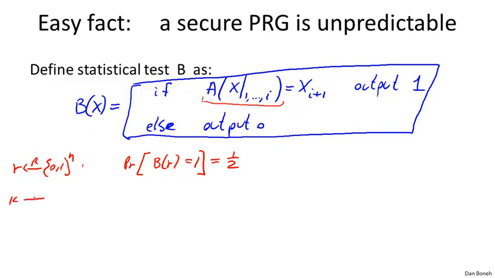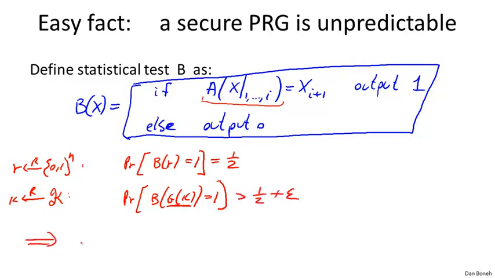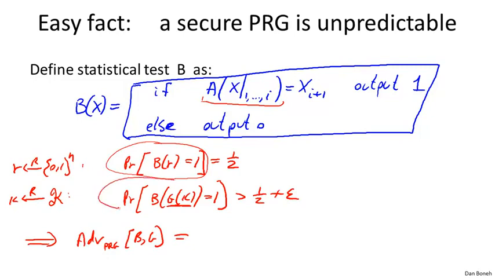On the other hand, let's look at what happens when we give our statistical test a pseudo-random sequence. We run the statistical test on the output of the generator, and we ask how likely it is to output 1. By definition of A, when we give it the first i bits of the output of the generator, it's able to predict the next bit with probability 1/2 plus epsilon. So in this case, our statistical test B will output 1 with probability greater than 1/2 plus epsilon. What this means is that if we look at the advantage of our statistical test over the generator G, it's basically the difference between this quantity and that quantity.